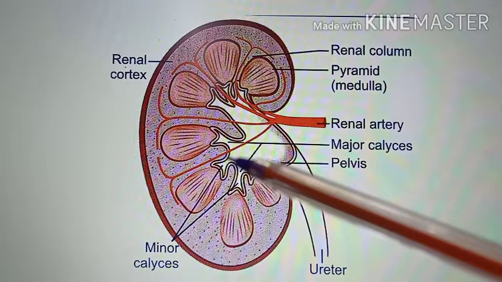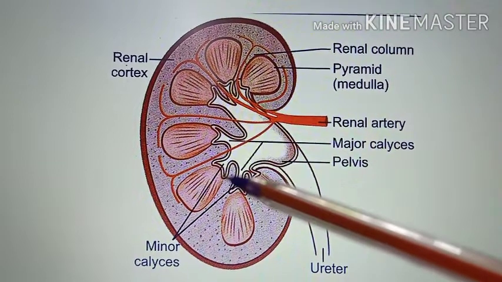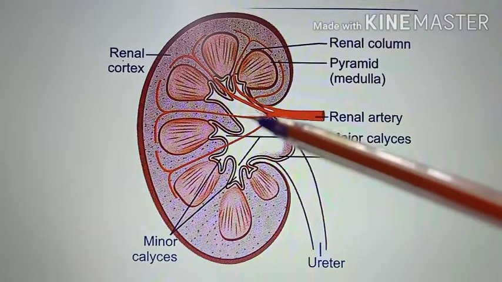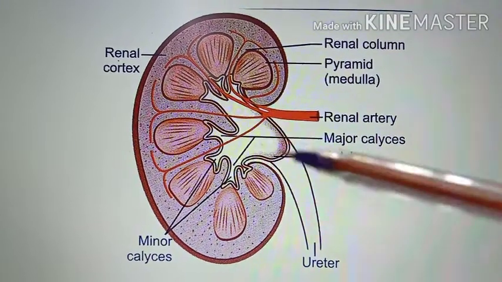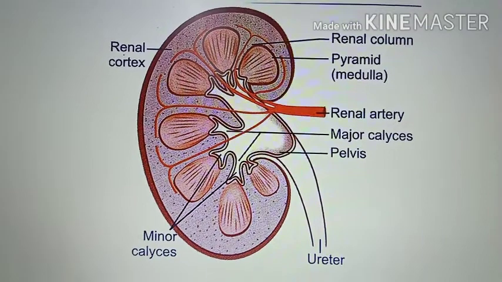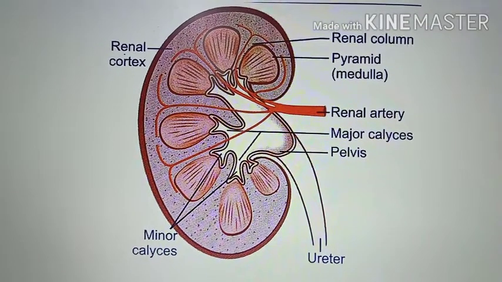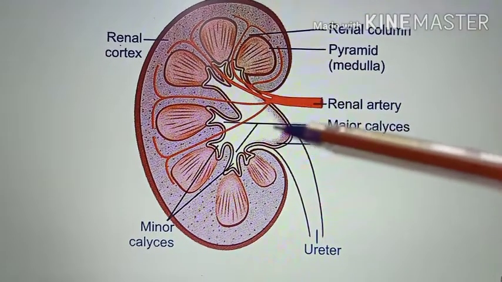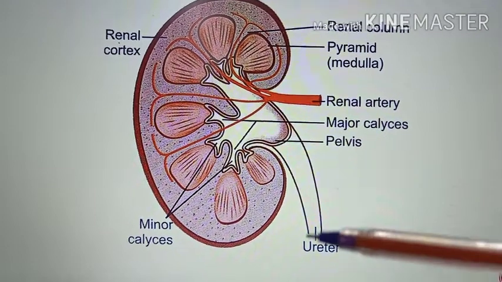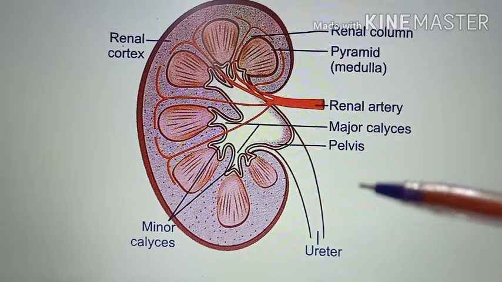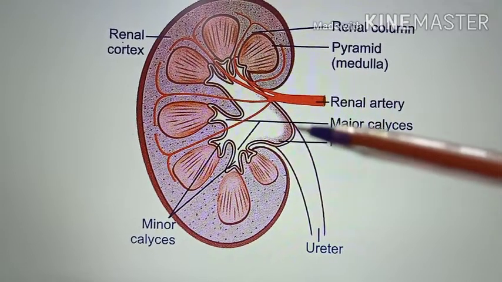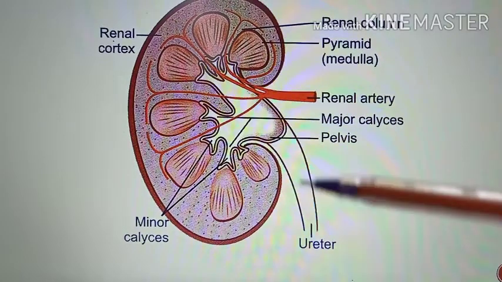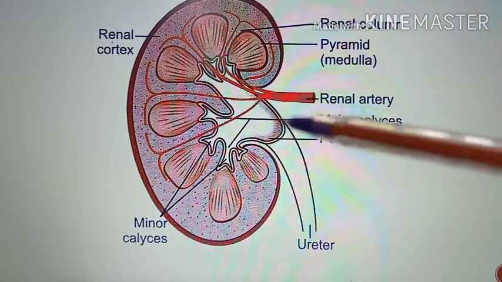These are the minor calyces. The minor calyces join to form the major calyces. What you are seeing here are the major calyces. They empty into a single renal pelvis, which in turn drains into the ureter. Here you have the renal pelvis draining into the ureter. The renal pelvis is the upper expanded part of the ureter.